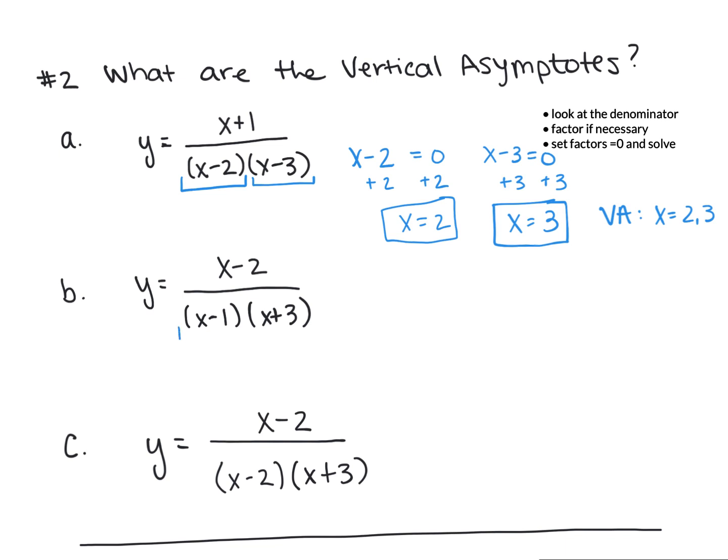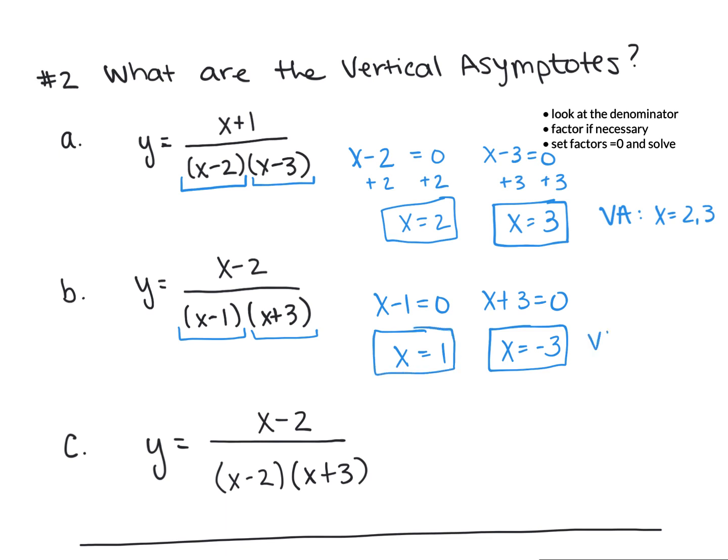So here on option B, try this one on your own. If we go ahead and look at these, we'll set x minus 1 equal to 0 and x plus 3 equal to 0. Solving, we get x equals 1 and x equals -3. Our vertical asymptotes then are at x is equal to 1 and -3.